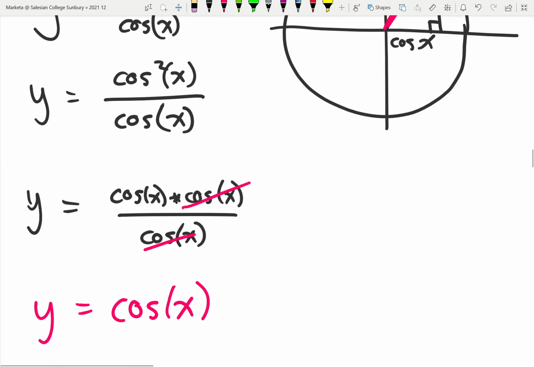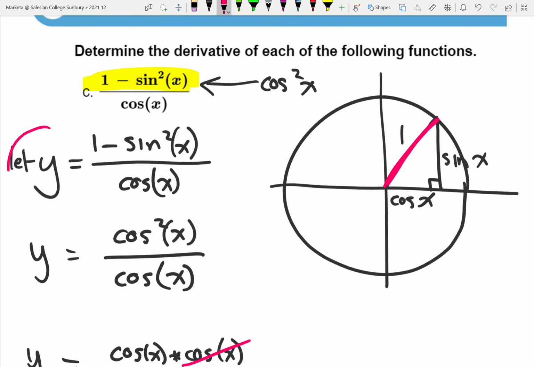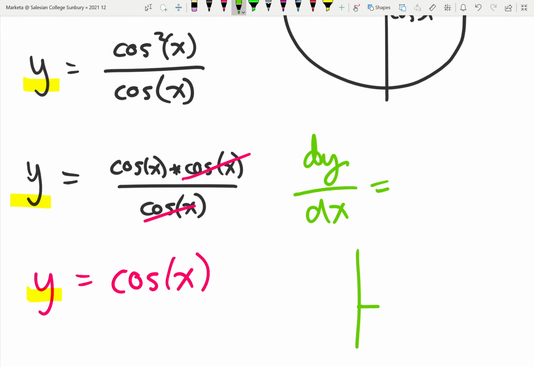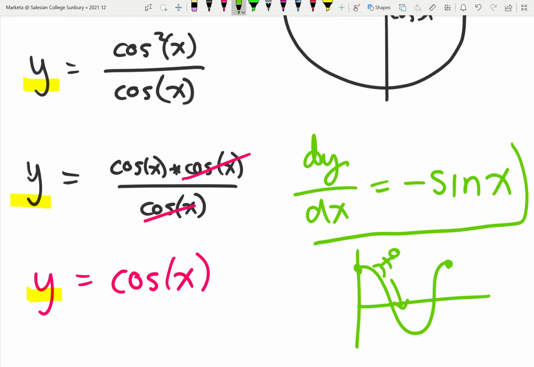This is also a good reason why to call it let y equal that, because then on each line I'm writing the y, so I know that I still have not differentiated at all. I've only got y. So now dy dx, well, I can differentiate that, and if we think about cos, here's our cos graph. We're walking down the hill, so the gradient is negative, so it's negative sine x. So that's the reason cos goes to negative sine.